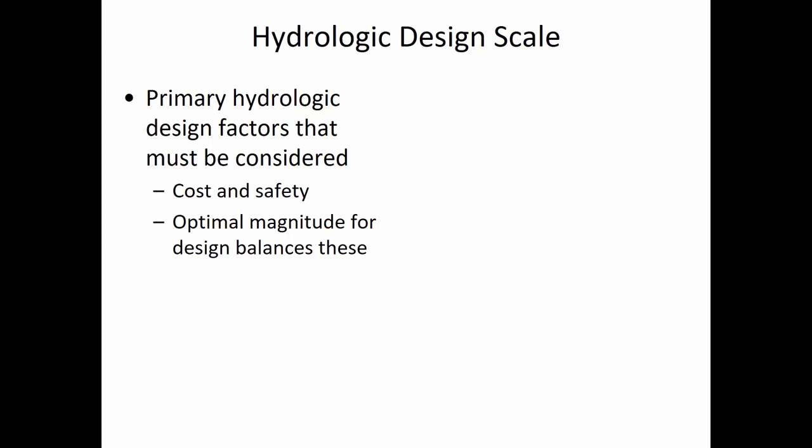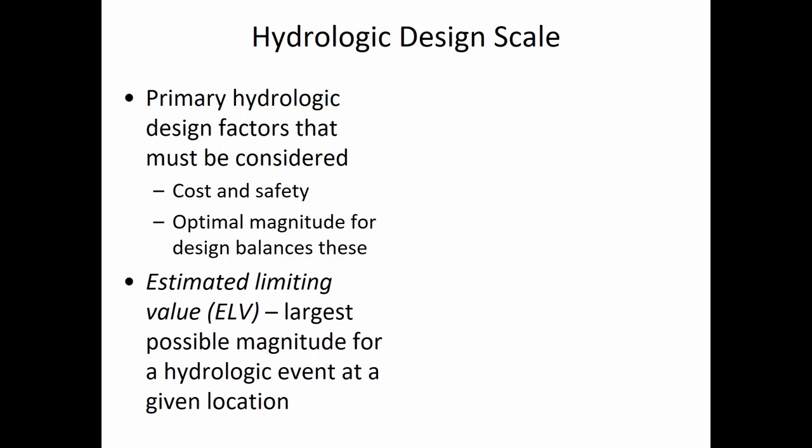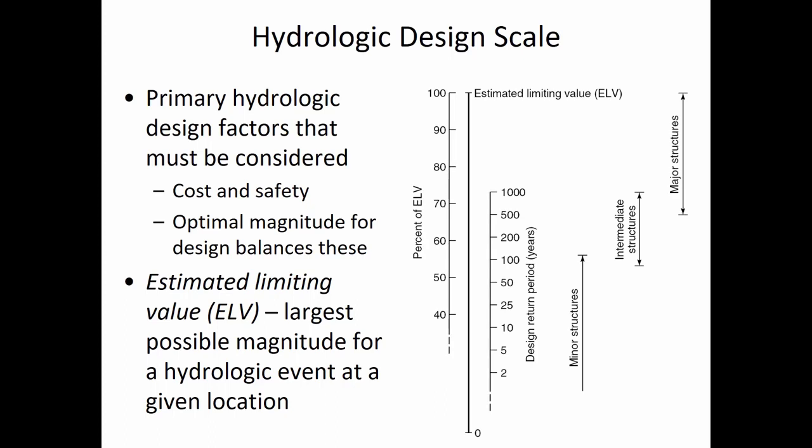We think of that as, wow, we're really putting in a huge design. But when we are designing systems that have a huge impact on human life if they fail, like a dam, then instead of looking at return periods of 100 years or so, they consider something known as the estimated limiting value. That is at the far end of the spectrum, the convergence of events that would be the largest storm that could be considered, coming from all directions, where you're assuming a really tall cloud system with a really high density of moisture. Rather than looking at the return period in terms of years, the percent of ELV, if you're designing a major structure like a dam, then you're going to be designing beyond the 1,000-year storm.